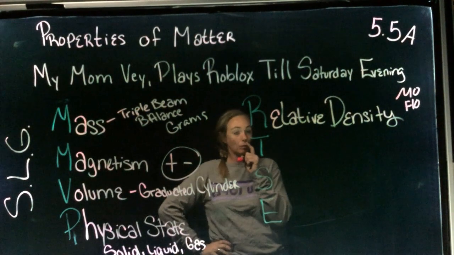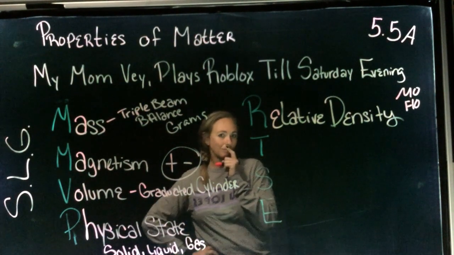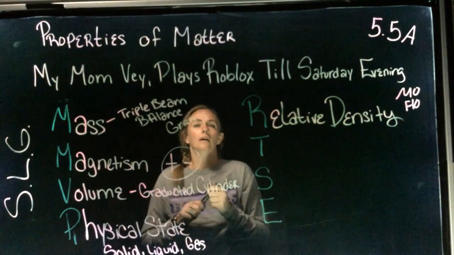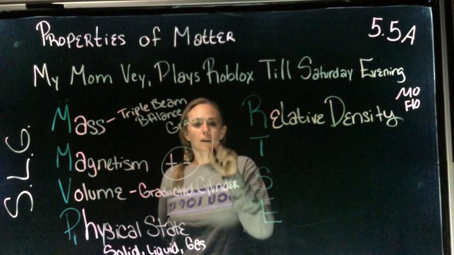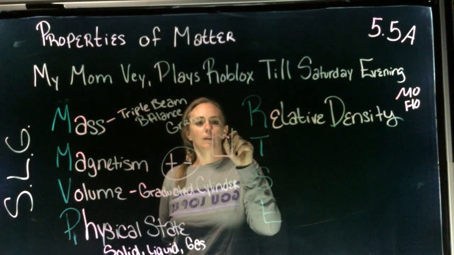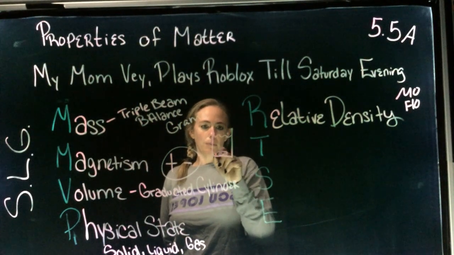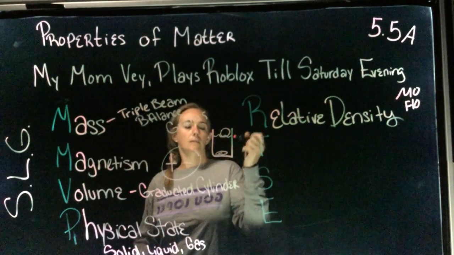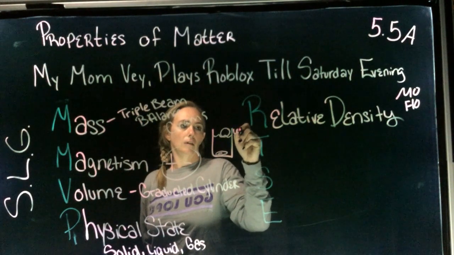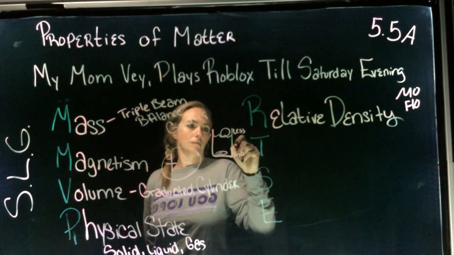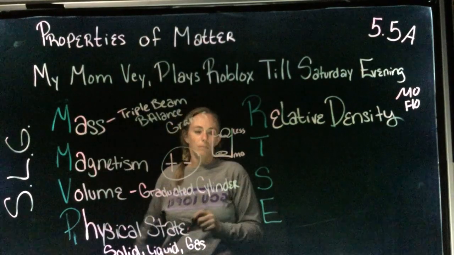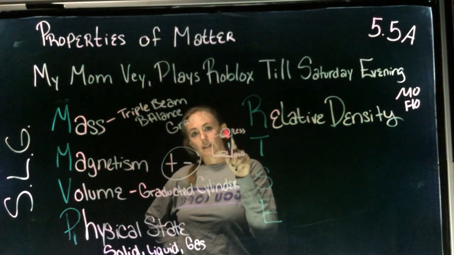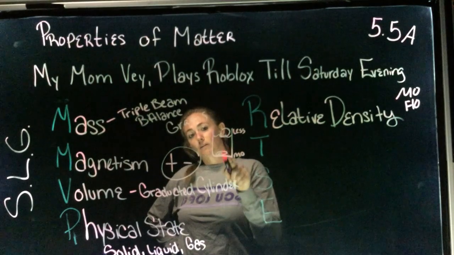Which is more dense, oil or water? Water, because the oil floats on top, right? That's less. Cup of water. We'll do a paper clip and a ping pong ball. That ping pong ball is less dense, right? Less dense than the paper clip. The paper clip is more dense because it's on the floor. So the ping pong ball is less dense than the water. The water is less dense than the paper clip.